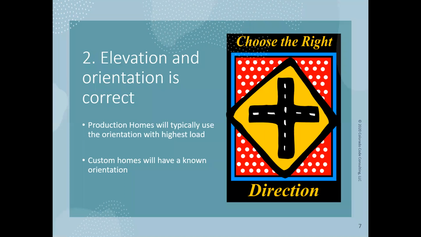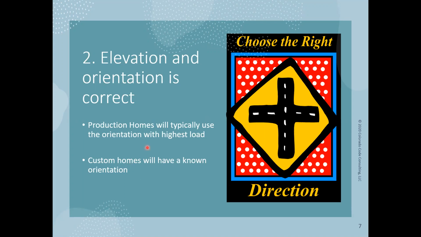Elevation and orientation. Okay, we got to make sure that's relatively correct. Production homes, there's a way within the software that they can hit a button and it flips the house once they've drawn the house in the software. And it flips it the worst possible direction. It's essentially the highest air conditioning load, because it's the solar gains, sun through the windows, that are the big difference there.